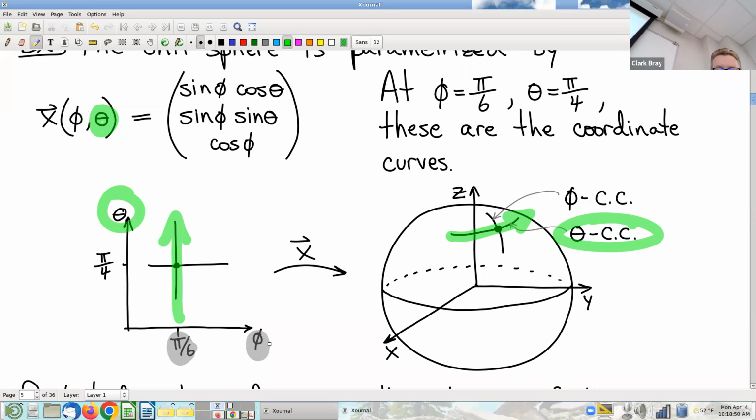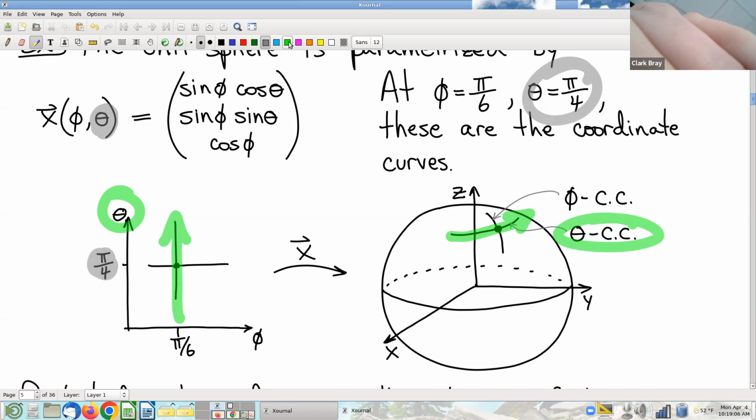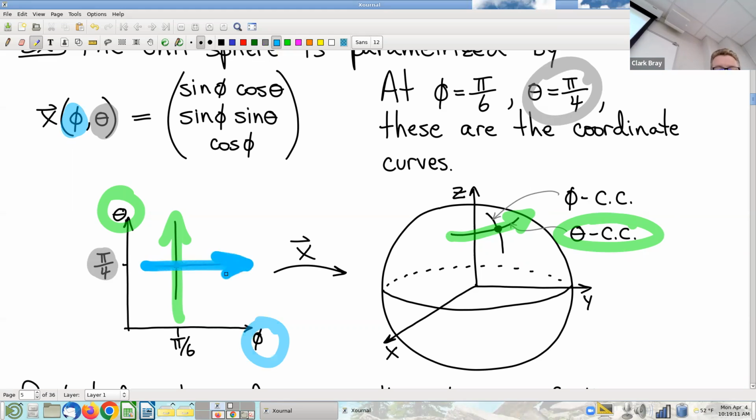Now, on the other hand, you could fix theta. Fix theta as pi over 4. With theta fixed at pi over 4, now phi is our only variable, and as phi goes like that, theta being fixed at pi over 4, we get our phi coordinate curve. Everybody see what I'm talking about there? Fix one variable, move the other. You get curves through your surface.